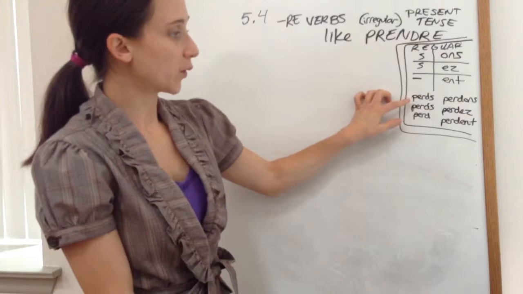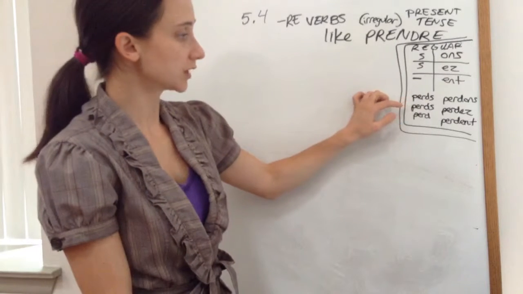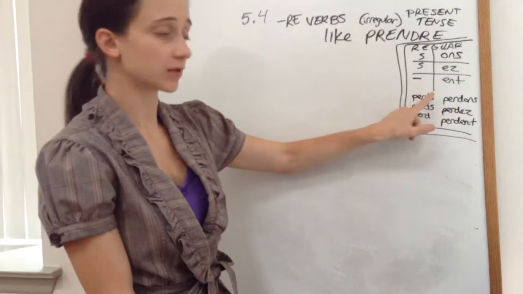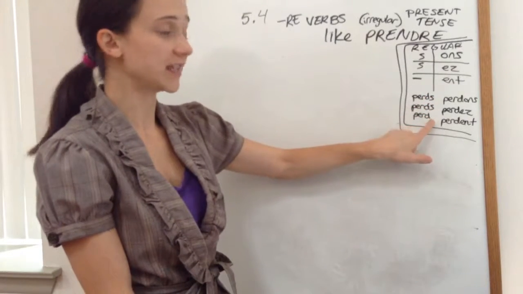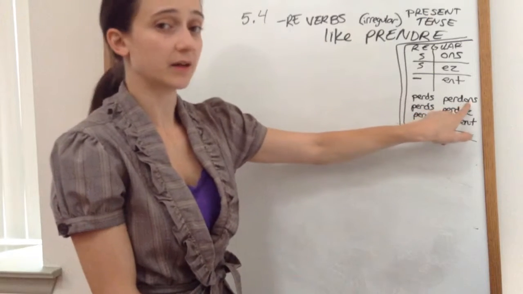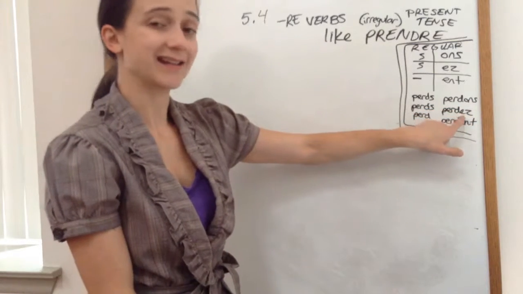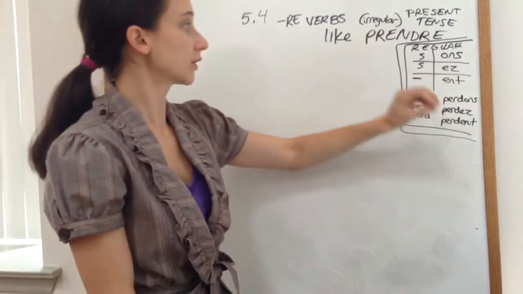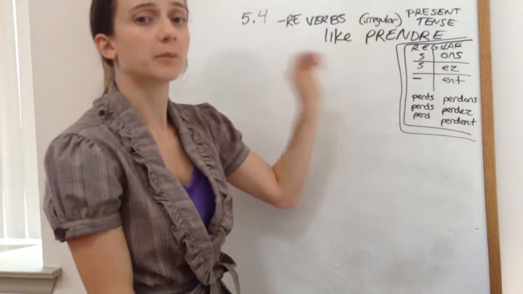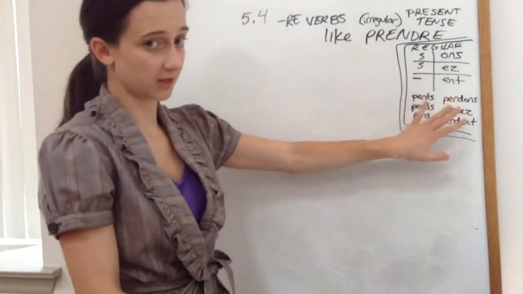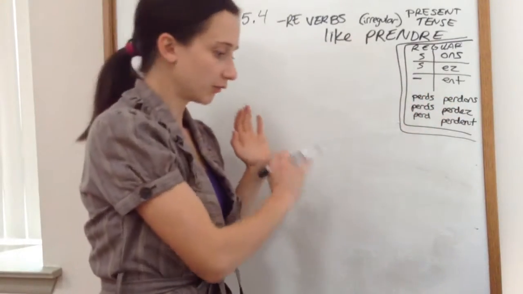So an example for perdre, to lose, perdre. We took off the RE, we added an S, took off RE, added an S, took off RE, didn't add anything. Took off the RE, added an ONS, took off the RE, added an EZ, took off the RE, added an ENT. So now let's look at the irregular ones like prendre, the not regular ones. This is the regular, we're looking at the ones that are not regular.